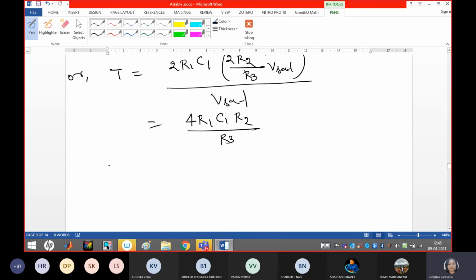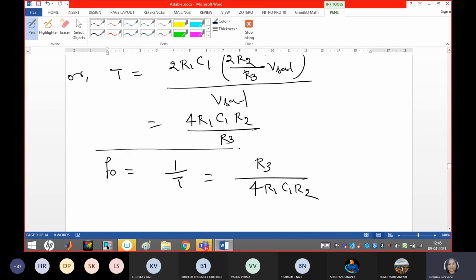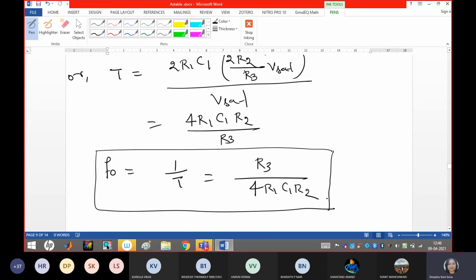If I write down the frequency of oscillation, it is 1 by time period, which is nothing but R3 divided by 4 R1 C1 R2. That's all. This is the derivation of the triangular waveform generator, the time period as well as the frequency of oscillation. So three circuits I have explained from the derivation point of view, guys: astable, monostable and triangular wave. You also have to practice the derivation, because I may ask the question indirectly to derive the time period and frequency of oscillation of all these three circuits. Any one will come into your exam.